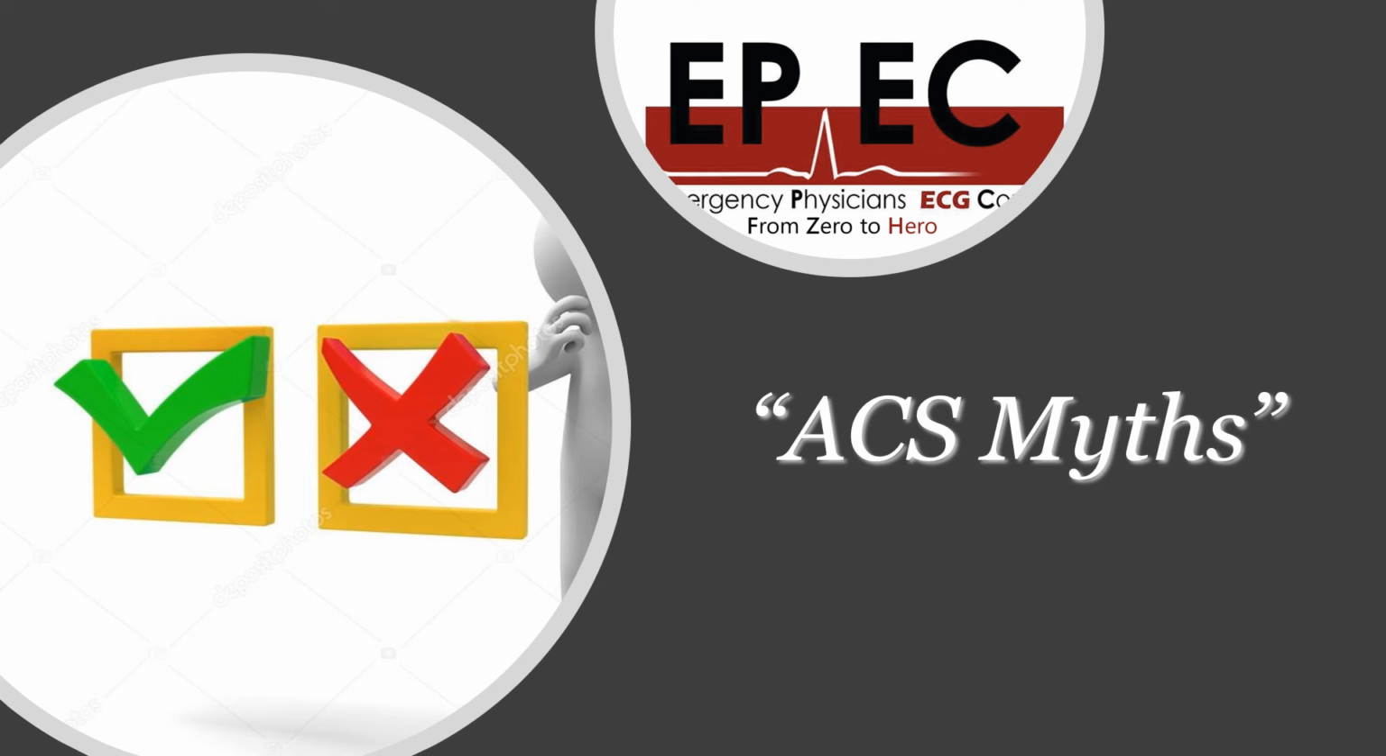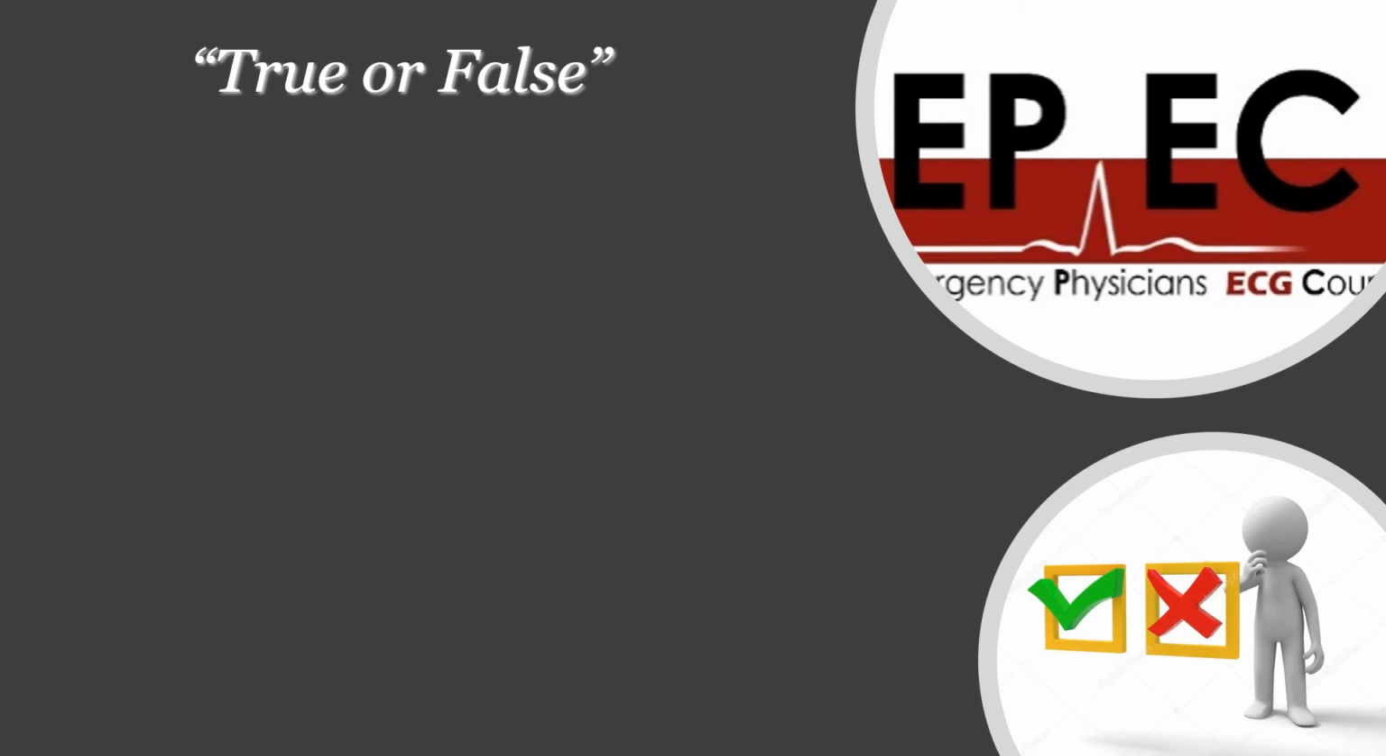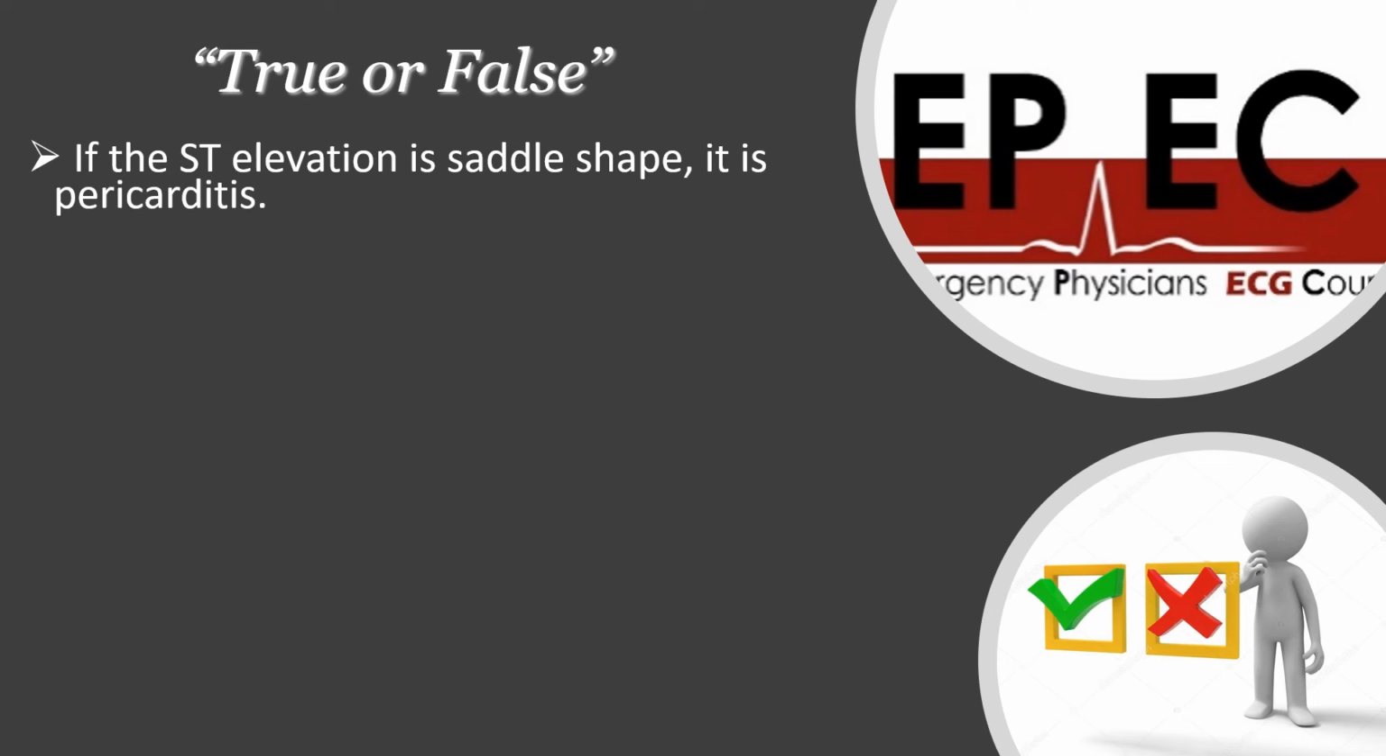So let's go through some statements and let's see, what do you think about these? Did you hear about these things from people before as facts of life? Let's go through some. So we've seen this before when we talked about pericarditis, but let's just revisit them again because they're worth revisiting. So if the ST elevation is saddle shape, it is pericarditis. It cannot be a STEMI.